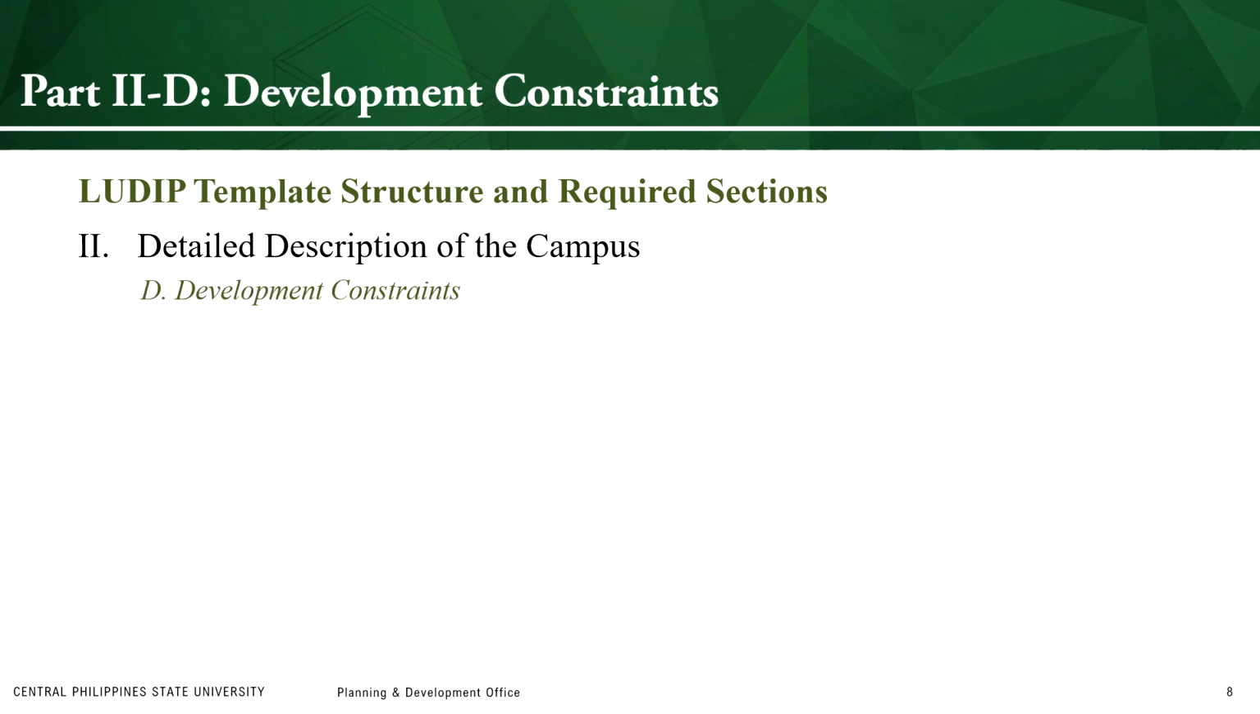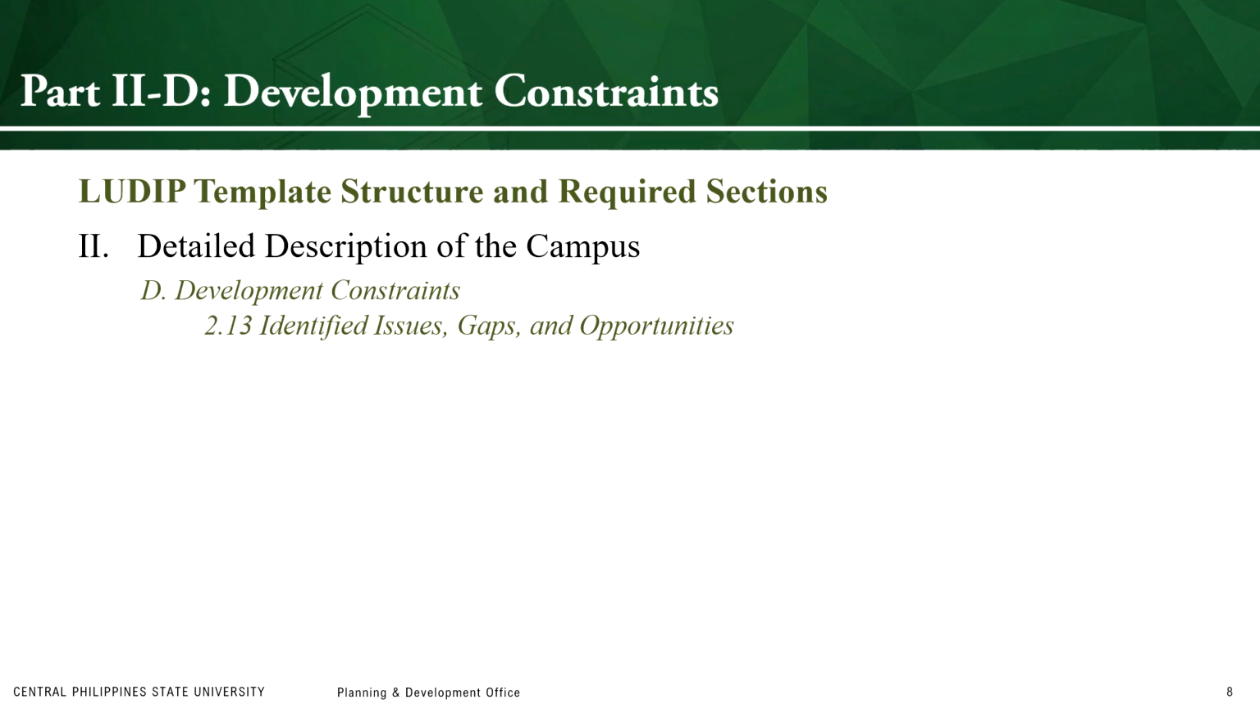Group D, development constraints, is one of the most honest and most important parts of a LUDIP. It asks you to look clearly at what's getting in the way. Section 2.13, identified issues, gaps, and opportunities. Document the current challenges in land use and infrastructure. This includes land titling issues, boundary disputes, and a SWOT analysis of your current infrastructure and land use situation.